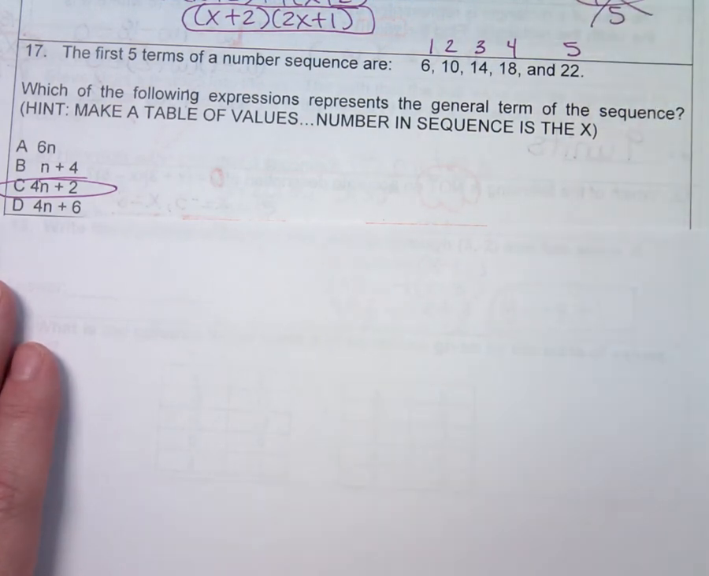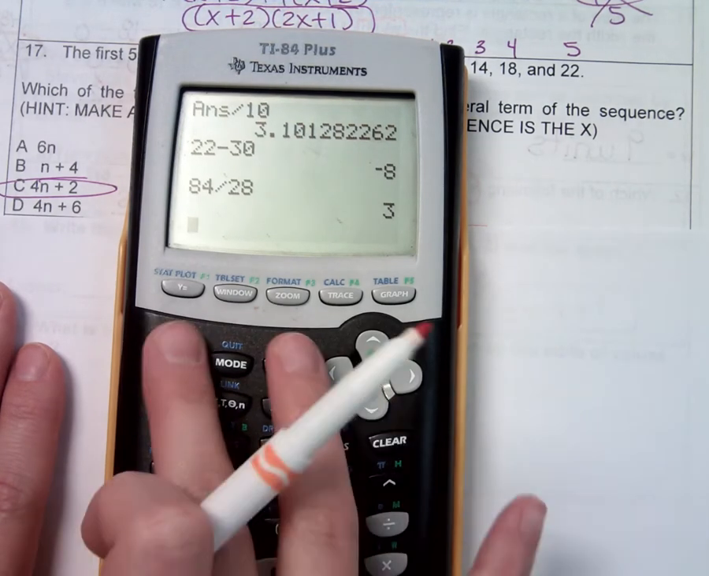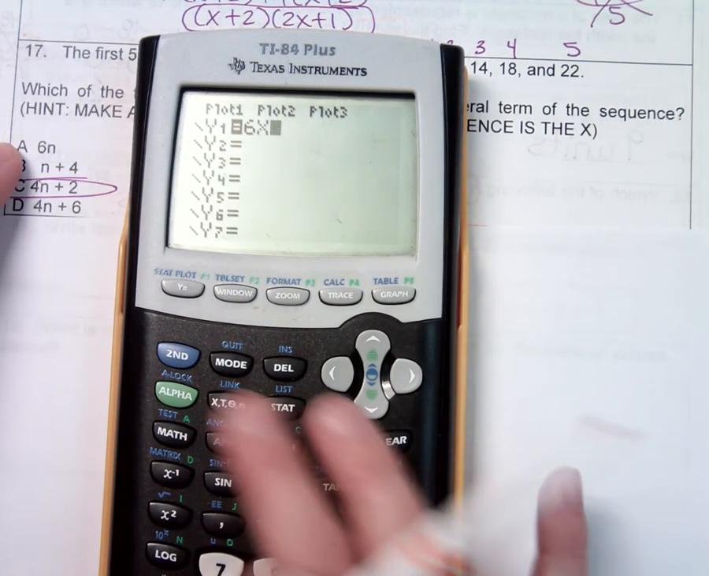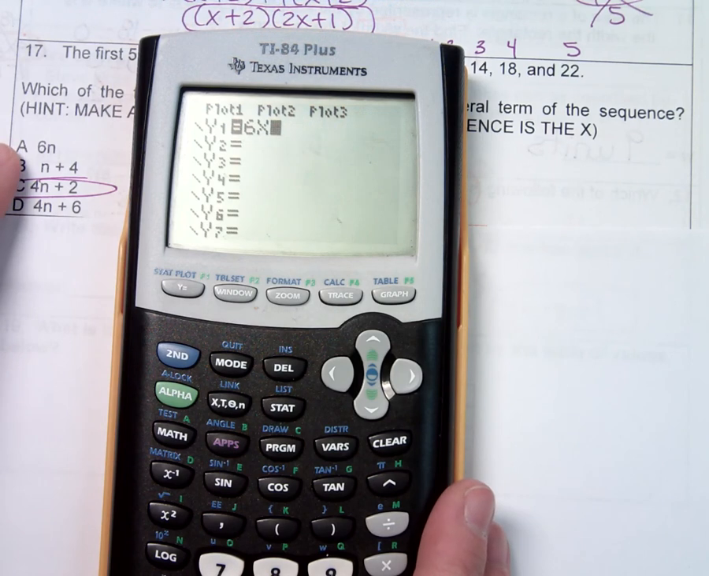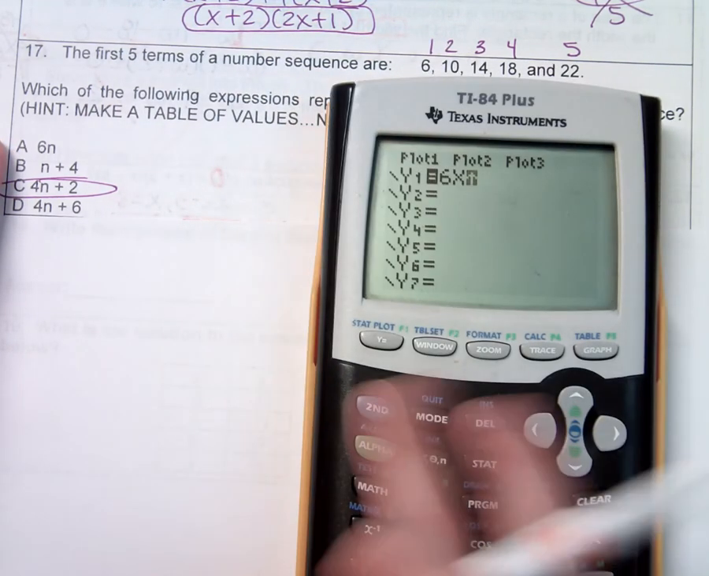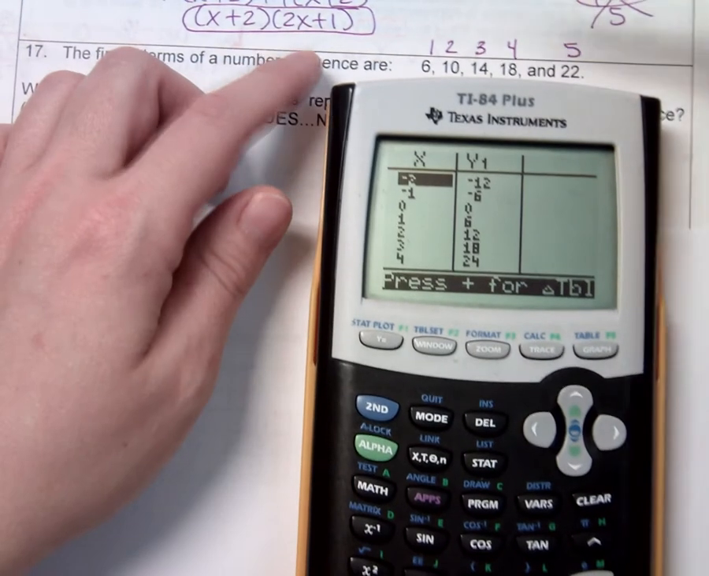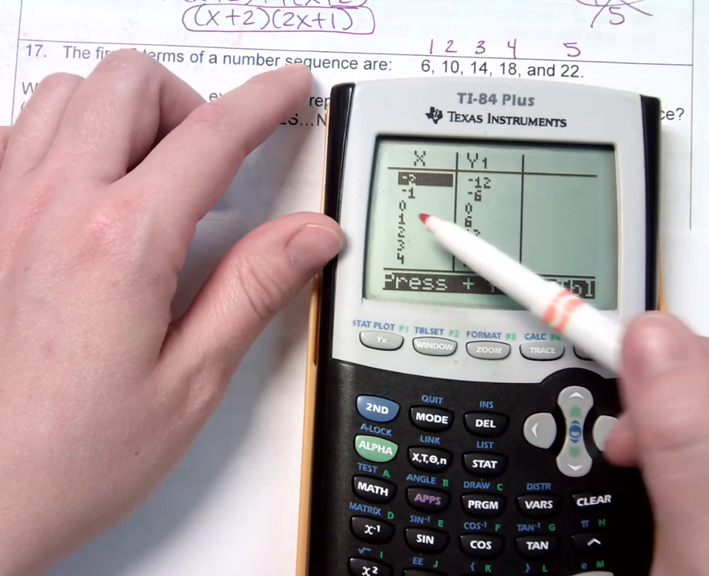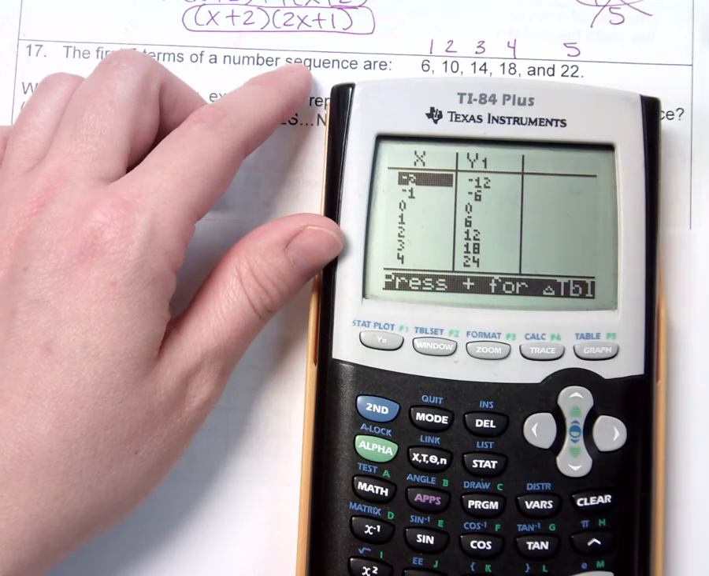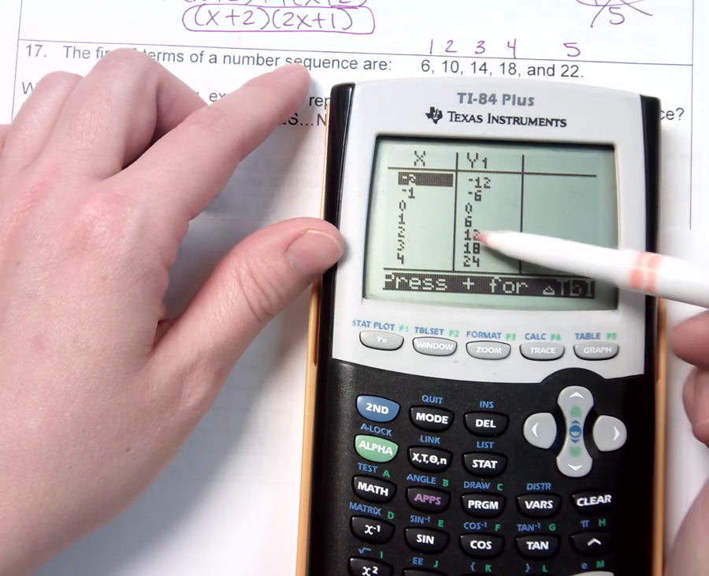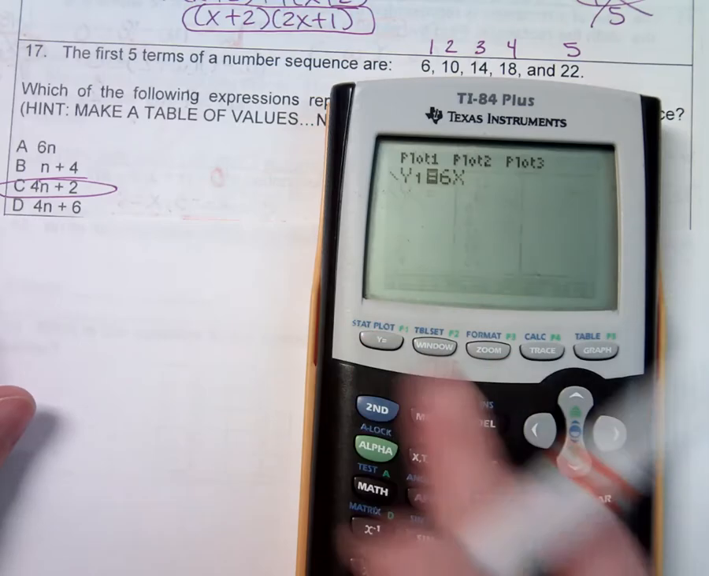Another way to do it, if you use your calculator, is you could put these expressions in your calculator. Let me just show you. A is 6n, but of course I'm going to type 6x. And then I'm going to go to my table, and I'm going to see if I see these ordered pairs. So first, do I see 1, 6? Yes, I see 1, 6. Then do I see 2, 10? I do not see 2, 10, so I know it's not A.